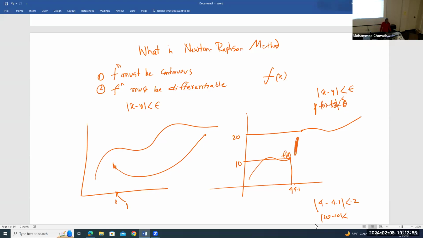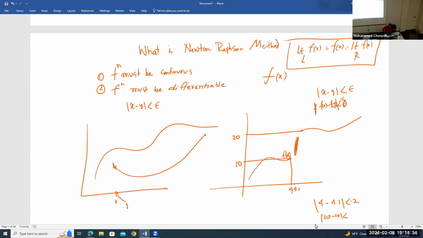A function is said to be continuous if the left-hand limit of the function, the functional value, and the right-hand limit are the same, then the function f(x) is said to be continuous. That is the criteria. There is also the condition for a function to be differentiable. One of the conditions for a function to be differentiable is that it must be continuous.